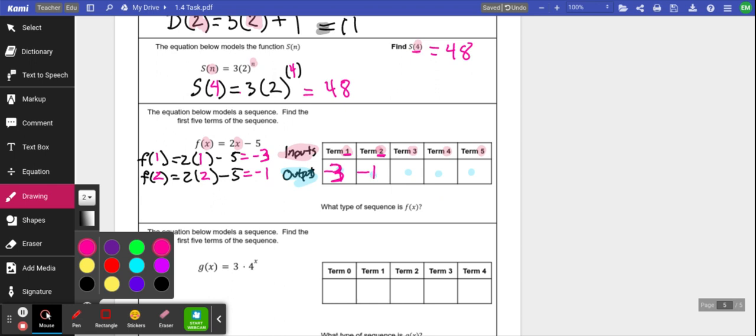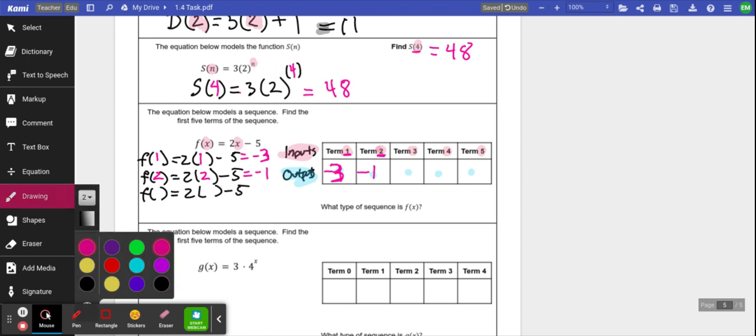So there's a negative 3 and then negative 1. Because 2 times 1 is 2, 2 minus 5 is negative 3. 2 times 2 is 4, 4 minus 5 is negative 1. And then I'm going to move on and do f of the next one.